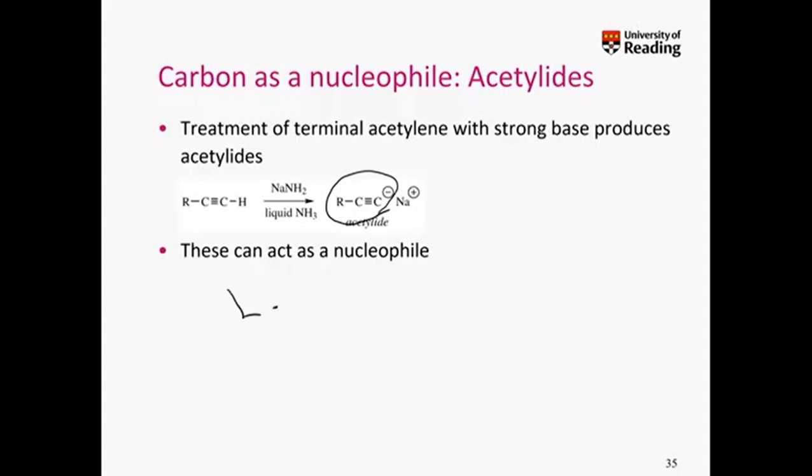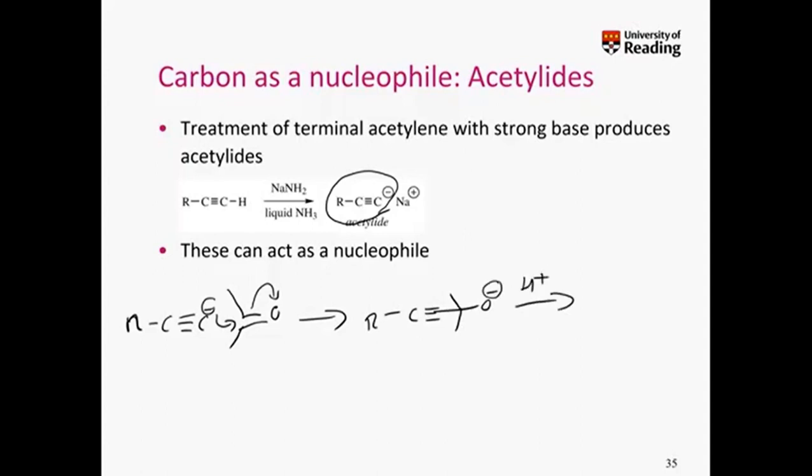You've got C minus, that attacks the carbonyl carbon, which is electron deficient. We then break the carbon oxygen double bond. You get your O minus, add a proton, and there you've added your triple bond across.